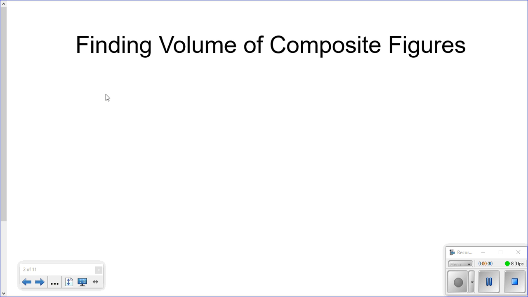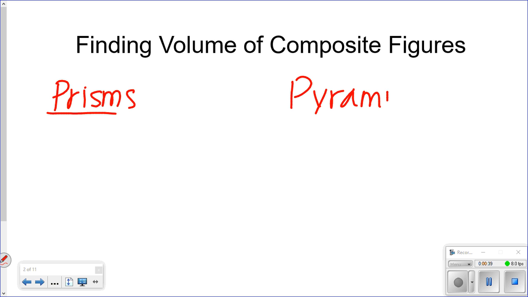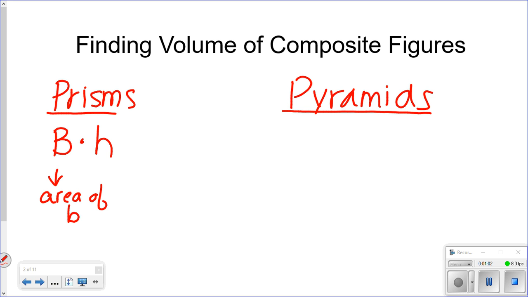So two things that we talked about for volume: volume of prisms and volume of pyramids. The formula is very similar for both. For prisms, it's big B times H. What's big B mean? Base. Area of the base. What could your base be? Could be a rectangle, could be a triangle, could be a square. So the big B is always the area of the base. The height is the height of the whole prism, like if you turn it on its side, how tall it is. Pyramids, same thing. Area of the base times the height, except we've got to divide by 3.